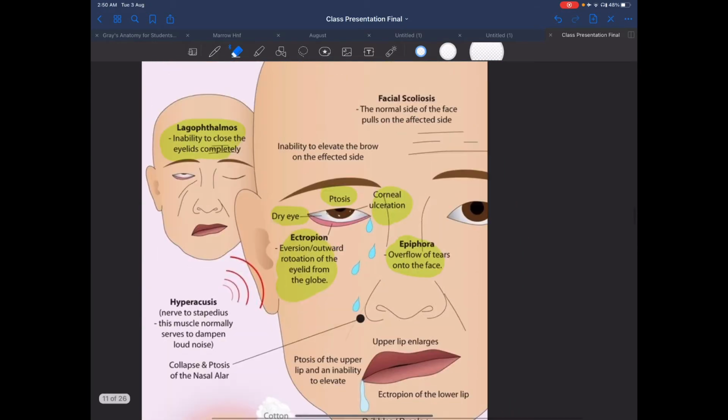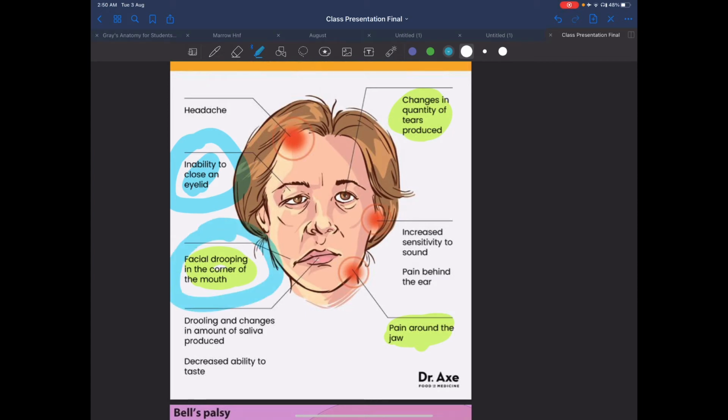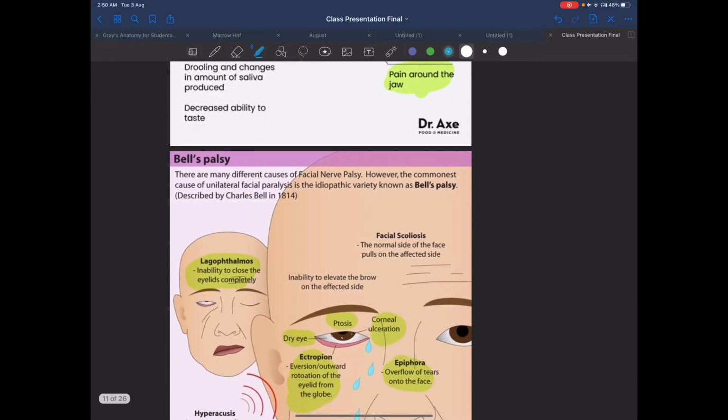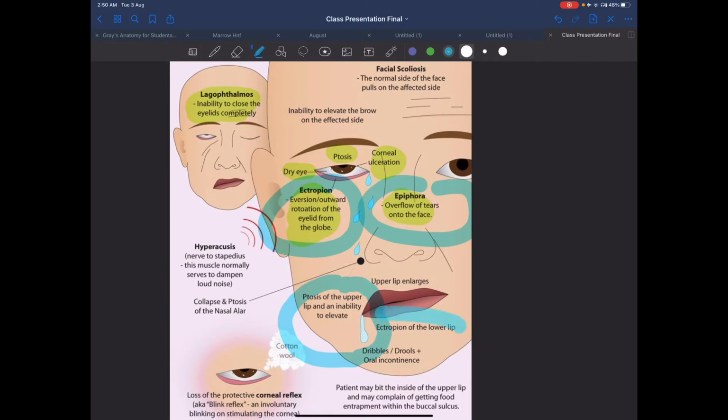Let's look at another diagram here. Inability to close an eye. This is ptosis, facial drooping, and change in quantity of tears produced. We'll come to the quantity part later. Other than that, there is epiphora, there is ectropion, which is eversion. As you see, there is ptosis of the upper lip and ectropion in the lower lip, that is for saliva.